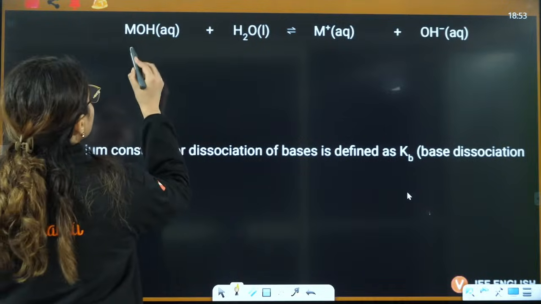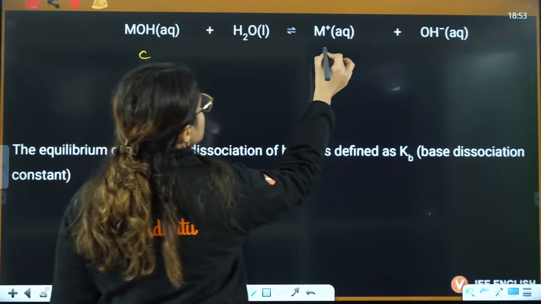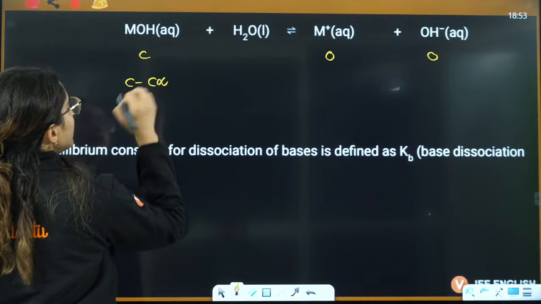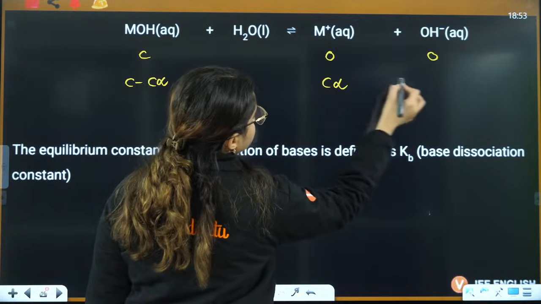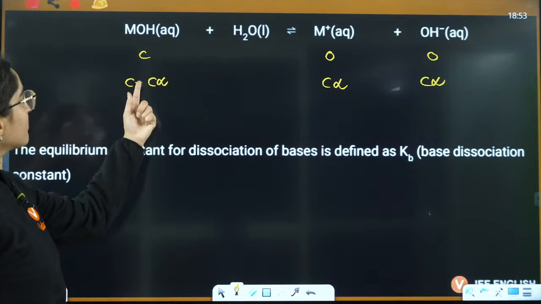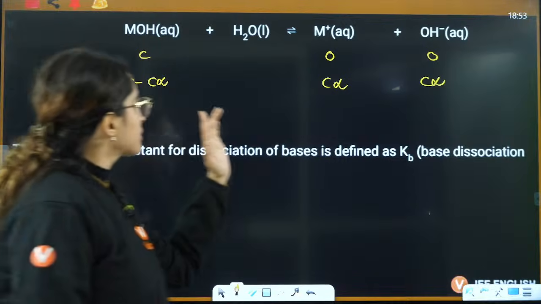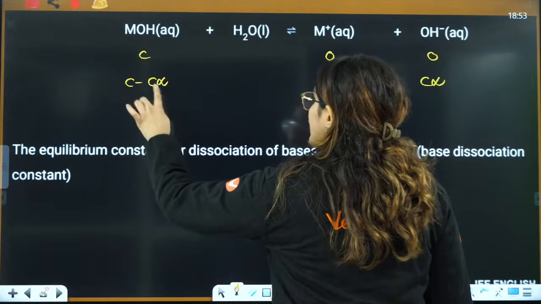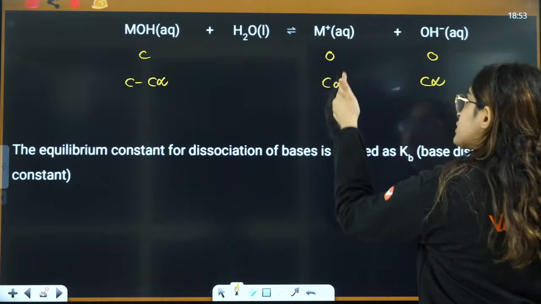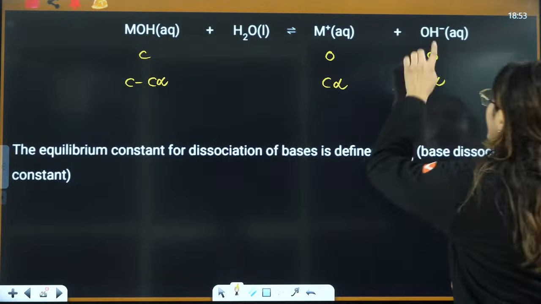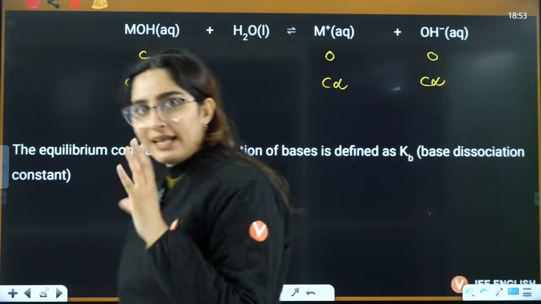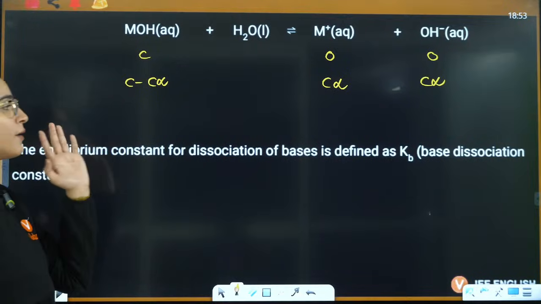So here if you see, this is C, this is 0, initially it is 0. This will become C minus C alpha, this will become C alpha, this is C alpha, because in degree of dissociation it is initial minus initial into degree of dissociation. Then this quantity that you have subtracted here will be added here with the stoichiometry. Stoichiometry is 1, so it is 1 into this value. So that is how I am writing this.